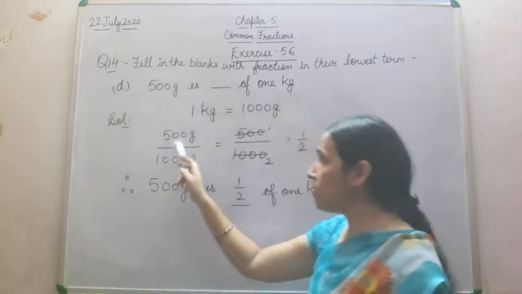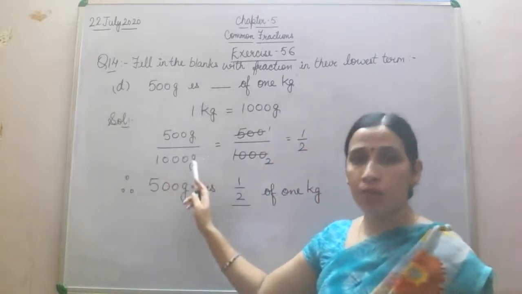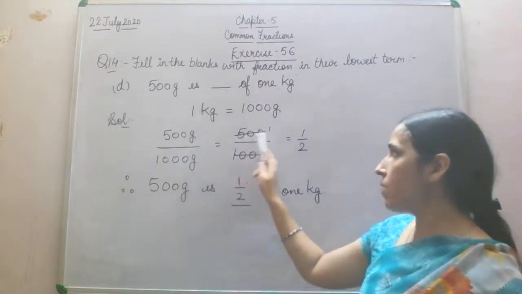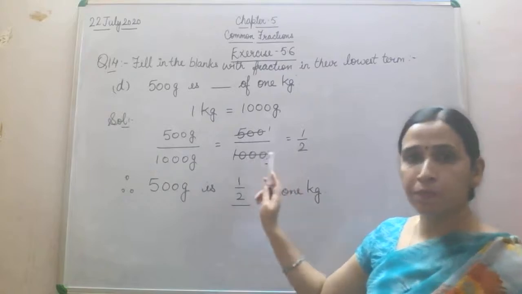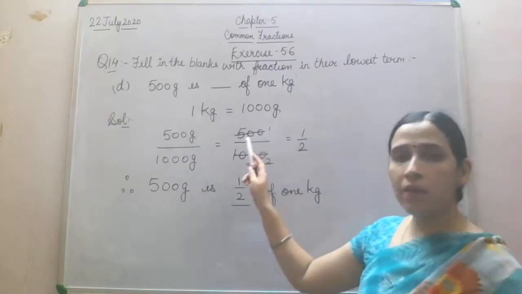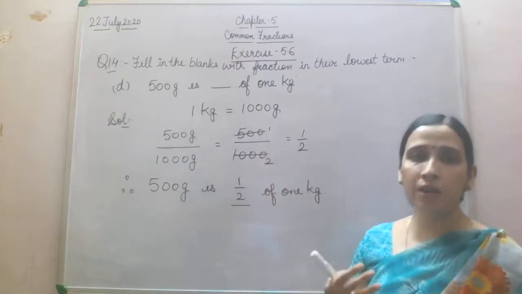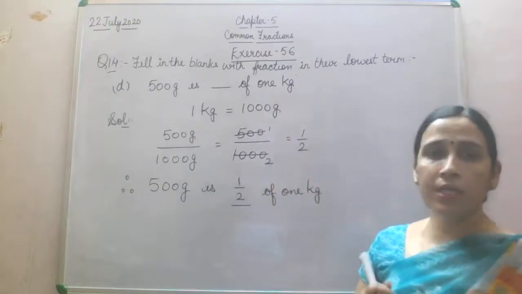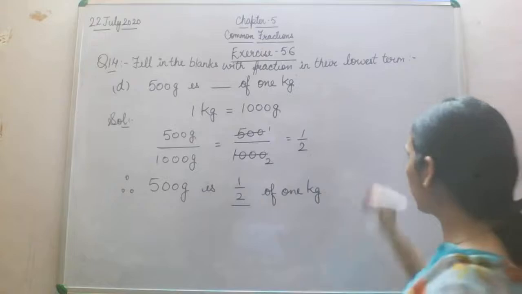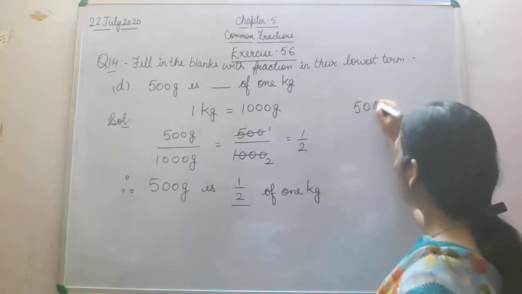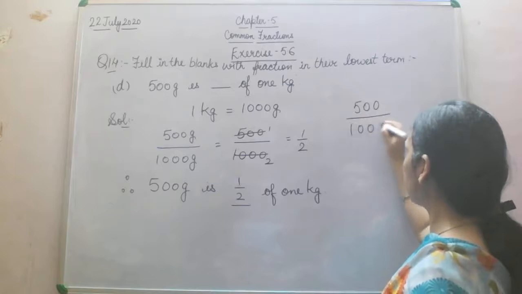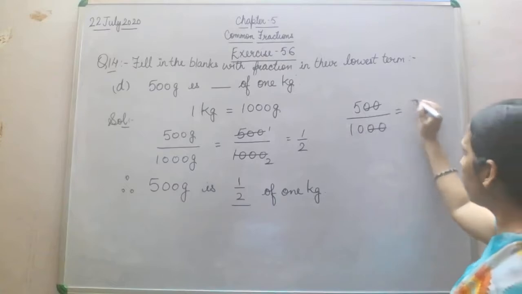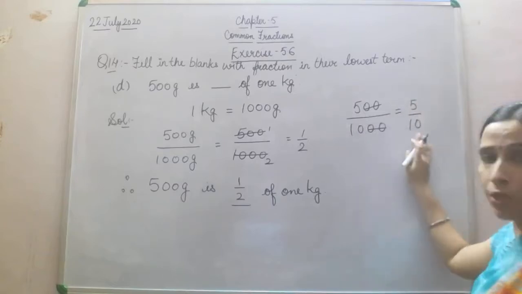So what we will do, 500 gram will be divided by 1000 gram. That can be written like this, 500 divided by 1000. Now, as you all are aware, double of 500 is 1000. So 500 ones are 500 and 500 twos are 1000. Now this division you can do in another method also. Like this, see. 500 divided by 1000. So 2 zeros will cancel with 2 zeros. What will you be left with? 5 divided by 10.